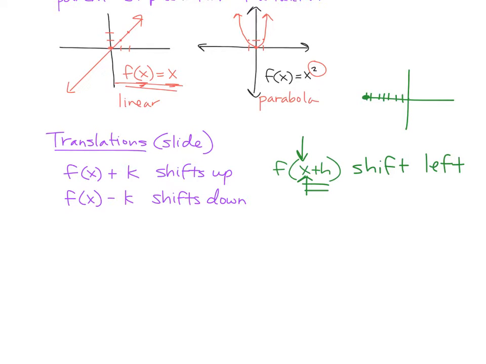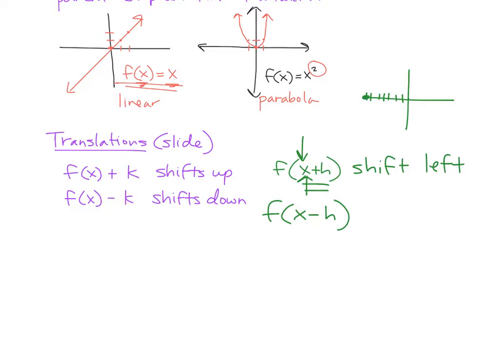Which is a little kooky. I know it doesn't seem right, but just remember when you're inside the parentheses, you do the opposite of what you would think, okay? So this would be x plus h. So the h is going to be our left to right. The k is our up and down. The k comes outside. The h goes inside. Good luck. Okay. Watch the video, because you're going to need to know how to do this.